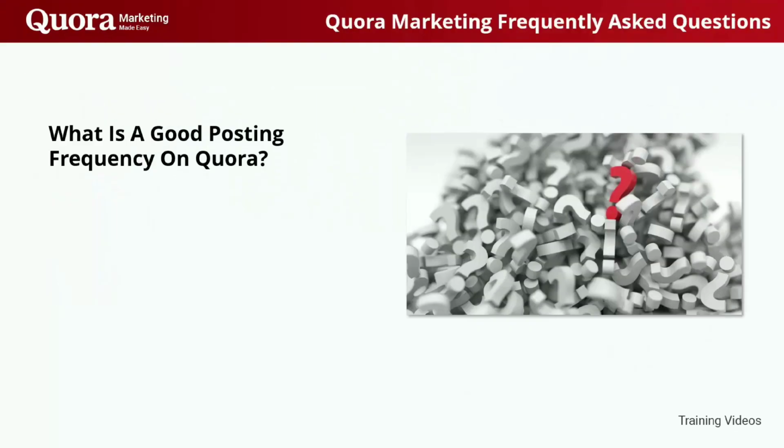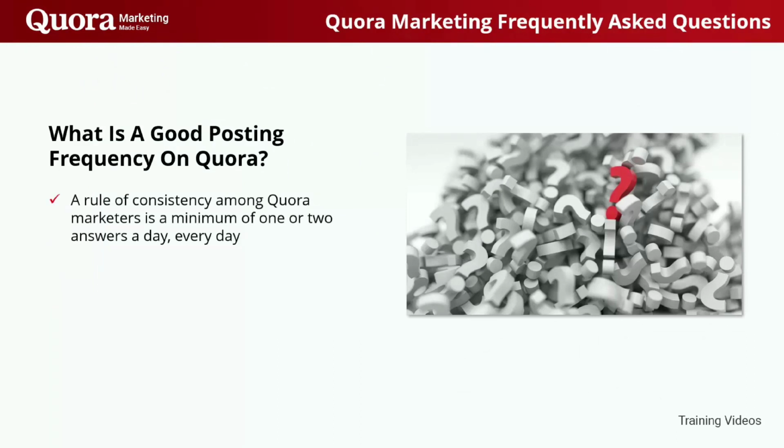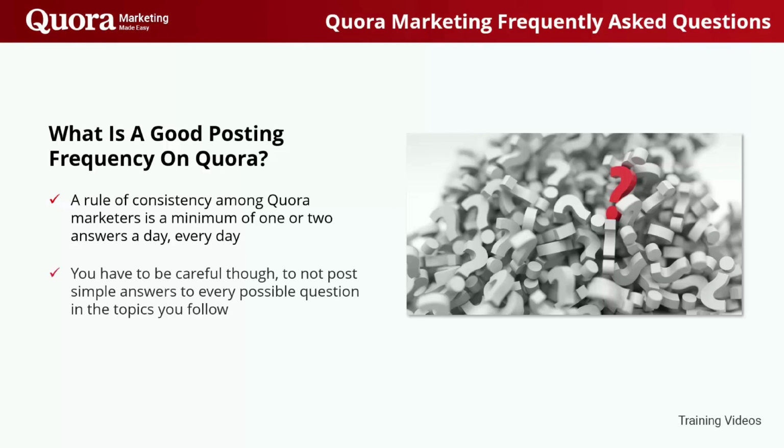What is a good posting frequency on Quora? A rule of consistency among Quora marketers is a minimum of 1 or 2 answers a day, every day. This will not only help you to increase awareness because users will see your contributor profile more often, it will also help you to increase your relevance for the Quora algorithm. You have to be careful, though, to not post simple answers to every possible question in the topics you follow. Always check previous questions on the same topic and see the answers, and see how you can improve those previous answers. You will see that this is a good strategy too, because this narrows down the number of questions you'll be able to answer on a daily basis.